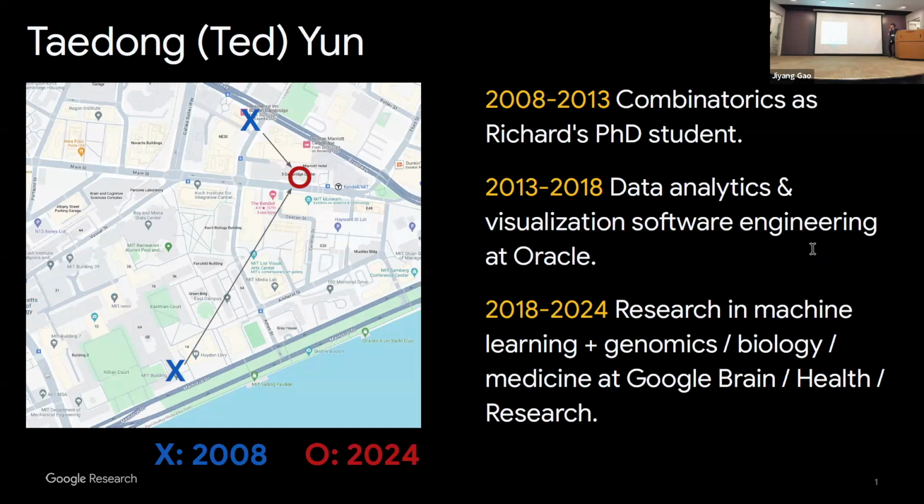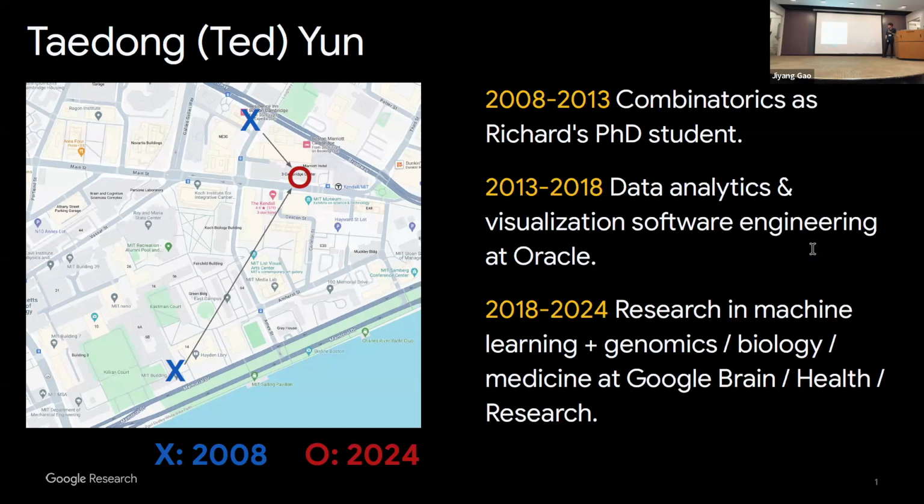So I'm Ted, or Taedong. I started with Richard in 2008 as his 58th student. I studied combinatorics. And since then, I didn't actually move much in terms of geographical location. Those blue X's are my offices. The one at the bottom is my actual office. The other one is my de facto office, which is Starbucks. The red circle is my office now.